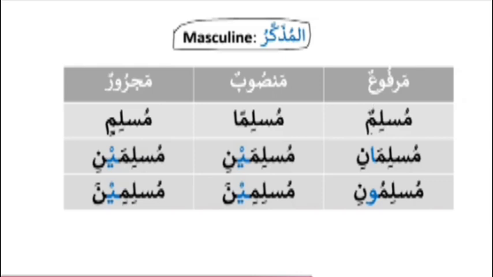So for the masculine, we have marfu'un, mansubun, and majroorun. We have muslimun, musliman, and muslimin. Here we need to know something: when we have musliman, there is a requirement that an extra alif has to be added over here. So muslimun, there is no extra alif. Muslimin, there is no extra alif. But when it is musliman, there has to be an extra alif, and this is a requirement. And you will see that there are many examples of this in the Quran.